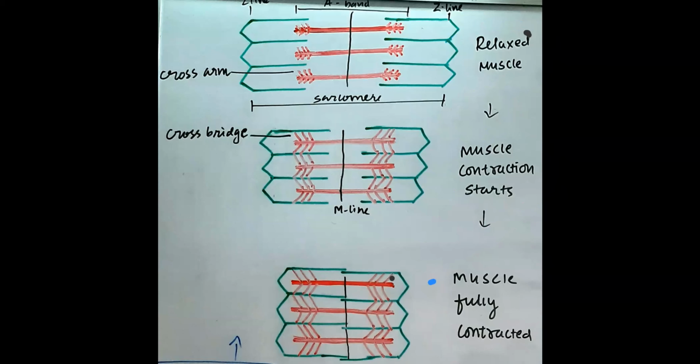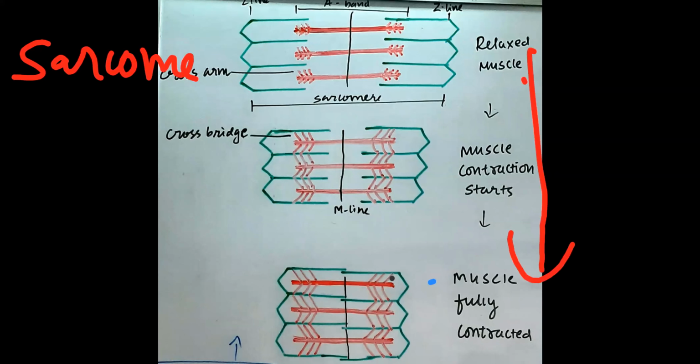Now I have 3 to 4 questions. If you give the correct answer, I will get the idea that you have understood this whole topic. Question number 1. In this whole process, what happened to the sarcomere during this contraction, or at the end of the contraction? Starting from relaxed state, partially contracted and fully contracted state. What happened to the sarcomere?